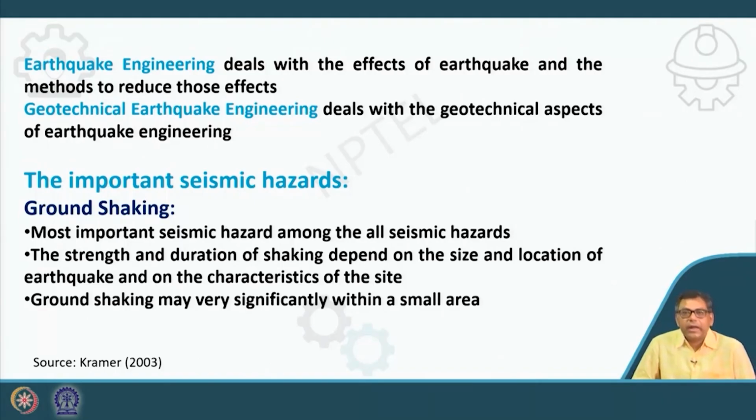It depends on your site or the location of interest, how far it is from the focus of the origin of the earthquake. And it depends on the characteristics of the site. That means, for the site where you are interested, what is the soil or rock characteristic of the site. So those are very important to know.